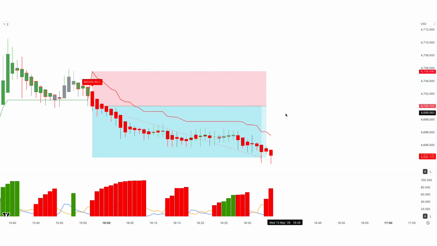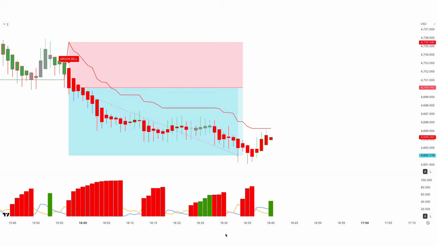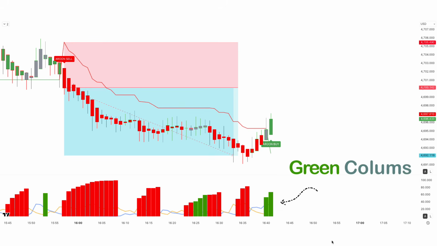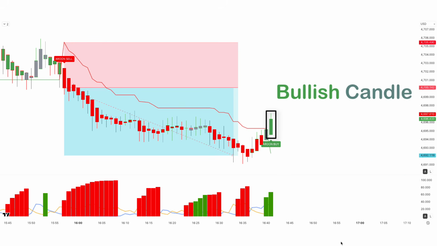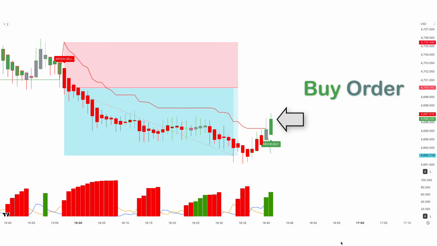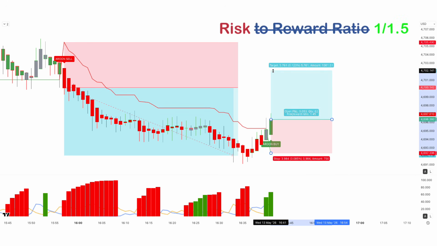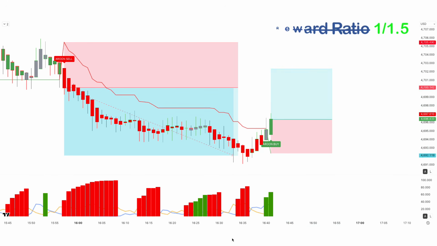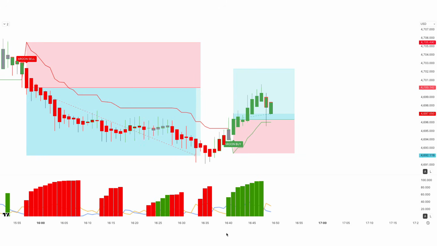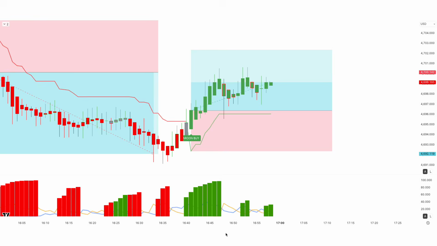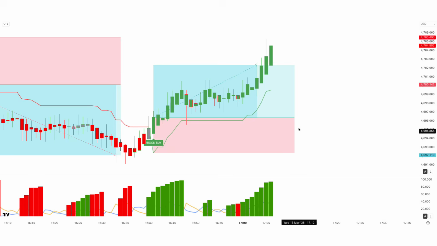Let us now understand the long position. When the Super SDM label up of this indicator is a buy signal, when the DI with colored indicator shows green columns, and when the market forms a bullish candle, if this condition is fulfilled, then we will place a buy order. Our stop loss is to be placed at the green line, and the risk-to-reward ratio will be 1:1.5. The market has completely hit the target.